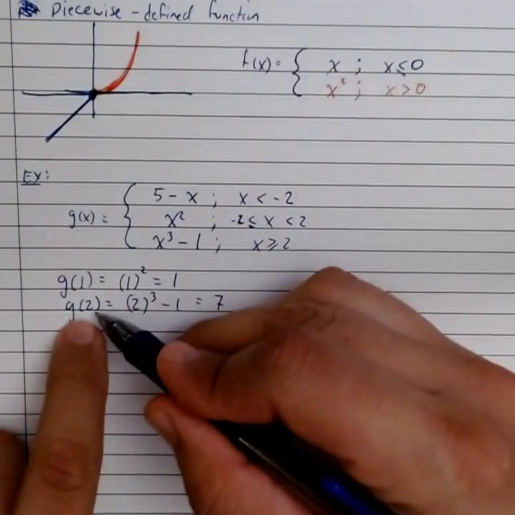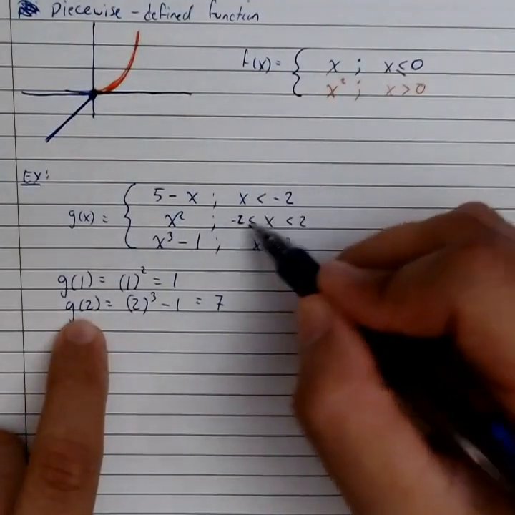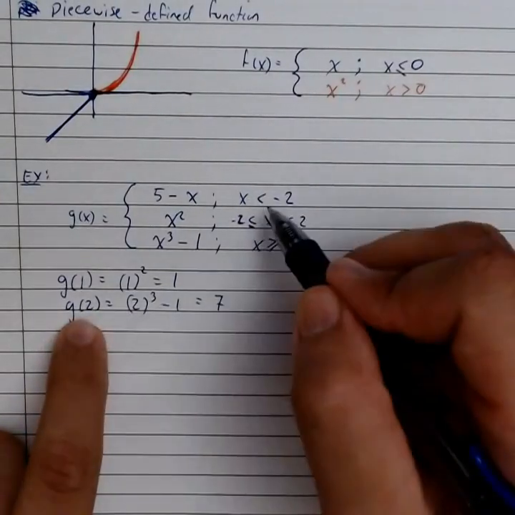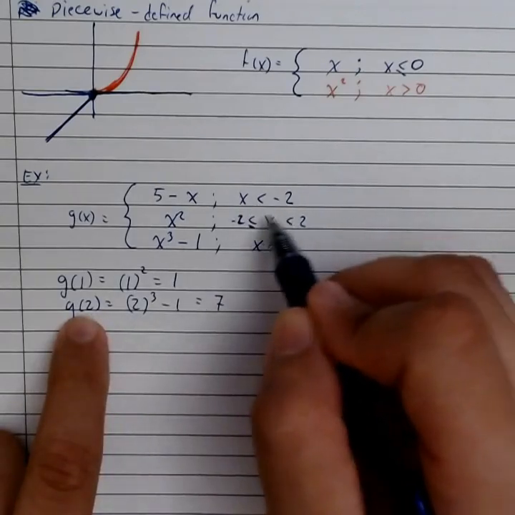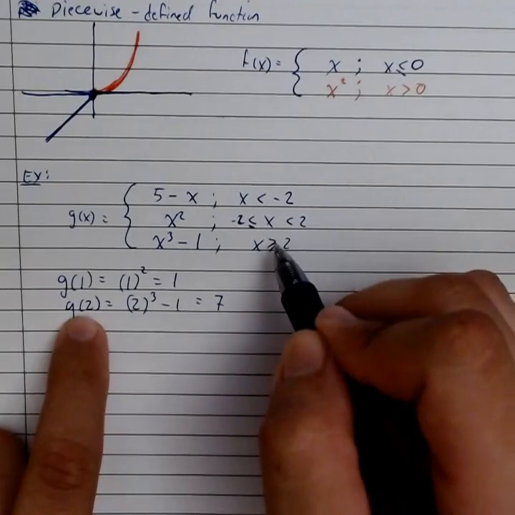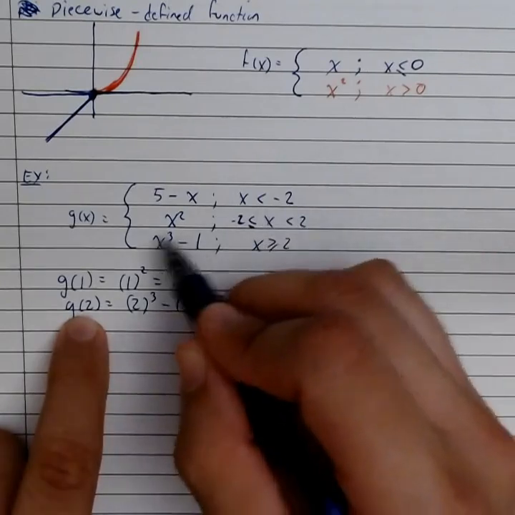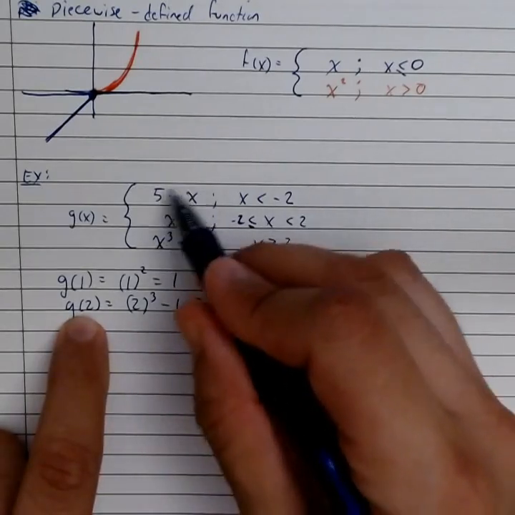Notice, once you know what your x value is, this is how you can tell where it belongs. Oh, does that number belong in this interval? Oh, does it belong in this interval? What about this interval? Once you know what interval it belongs to, this is what's telling you what you're plugging it into.